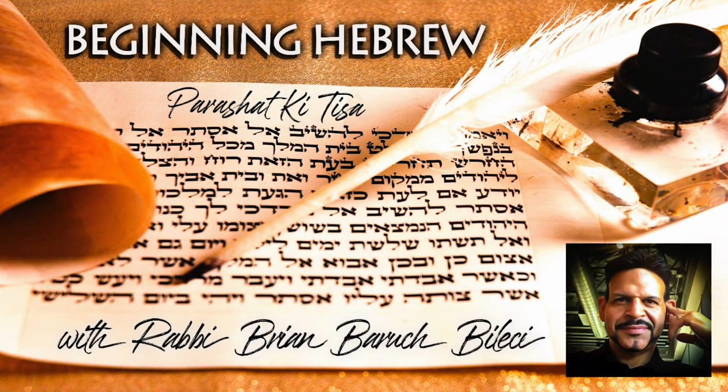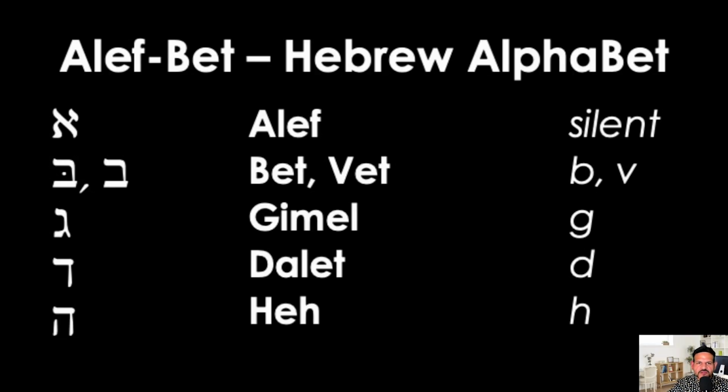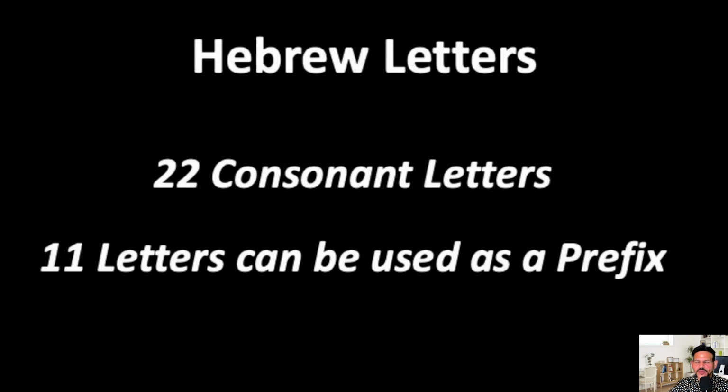Let's go ahead and take a look at our Hebrew alphabet, our Aleph Bet, and we're going to take a look at how the language of Hebrew works. All right, we're looking at the Aleph Bet, and the Aleph Bet is the alphabet. The Aleph Bet actually is based upon the first two letters of the Hebrew language, which has 22 consonant letters that we use to write the letters from right to left.